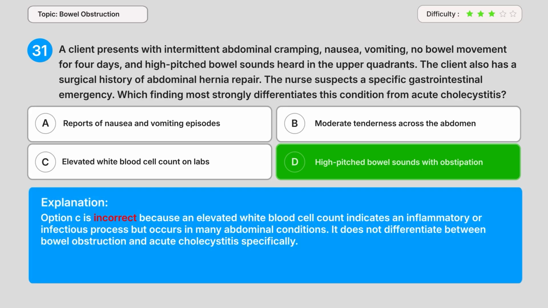Option C is incorrect because an elevated white blood cell count indicates an inflammatory or infectious process, but occurs in many abdominal conditions. It does not differentiate between bowel obstruction and acute cholecystitis specifically.